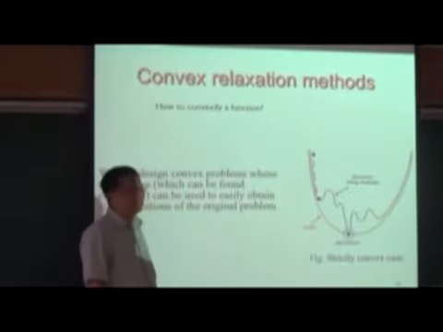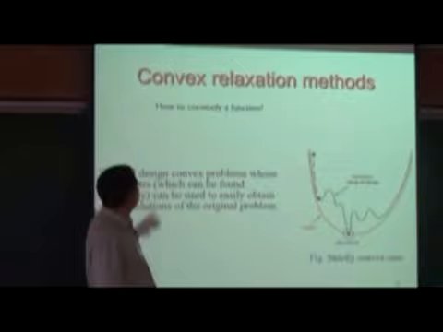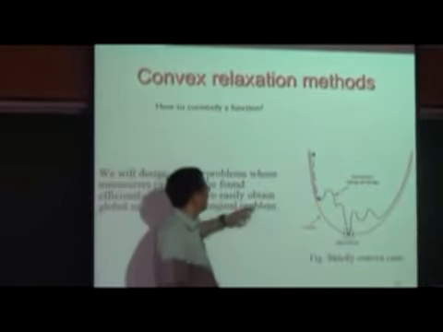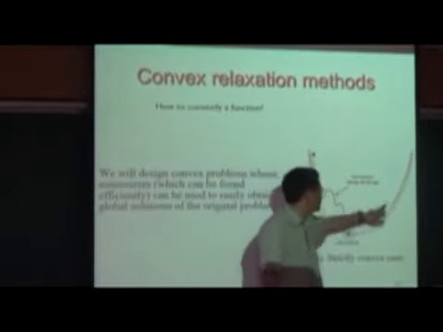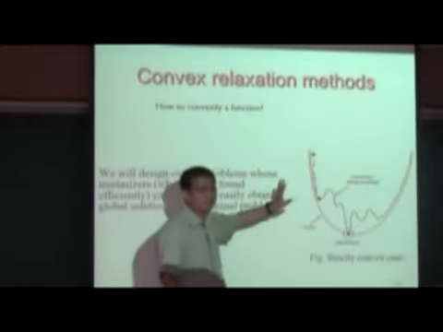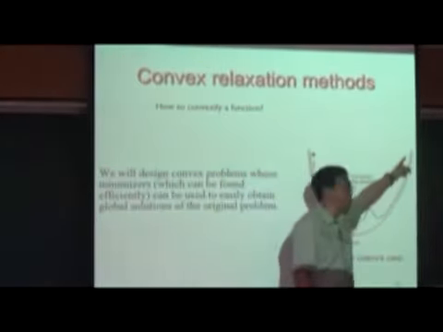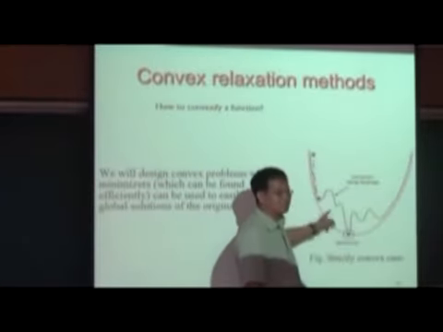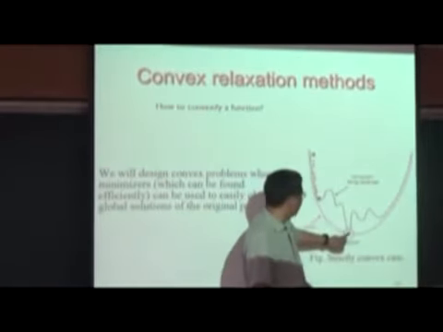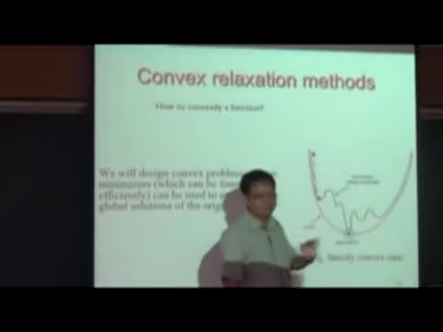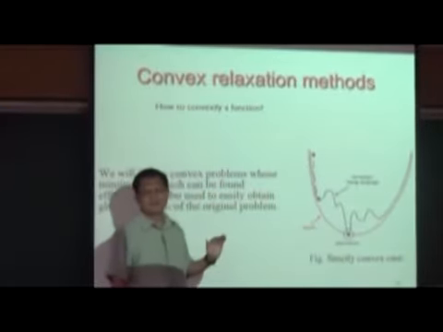You are trapped in local minimizers. Therefore, with convex relaxation, I try to modify the energy function of the level set, or something which is not convex. You try to get a convex envelope. So this convex function will be very easy to minimize.